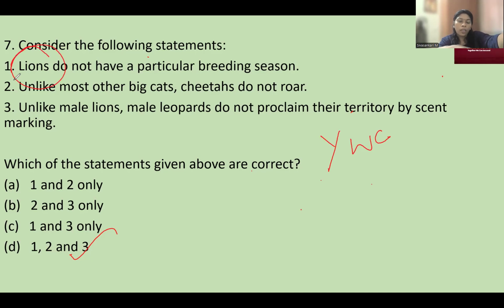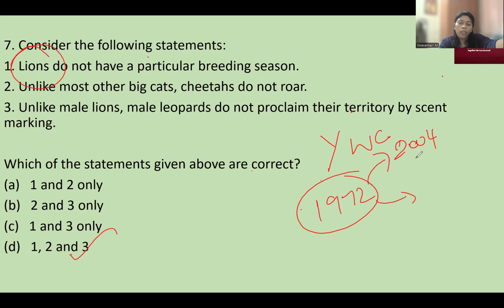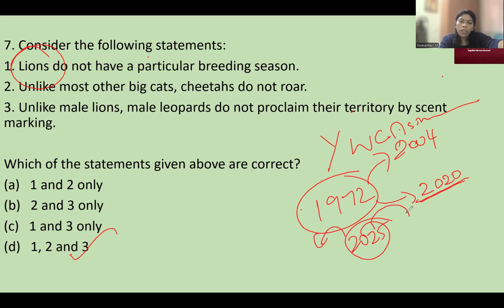Mr. Lion, this fellow, 1972, the first project started, Lion. Then there were two lion projects which got started in between. Asiatic Lion Reintroduction Project in 2004, 20 years ago. Then again, Project Lion, which was introduced in India in 2020. So in 2025, 5 years will be completed. We already told in year-wise classification, for the 5th year, they can ask 1 year before or 1 year after. So in 2024, they focused on Lion.